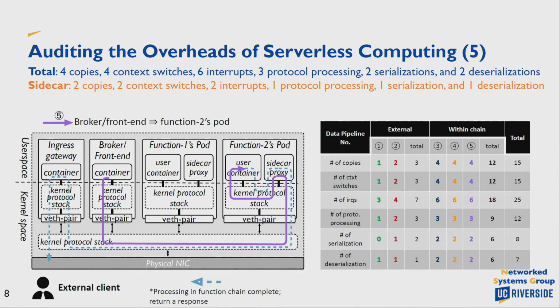And in the last step, a new request is registered at the front end and sent to the next function in the chain. And what you can see is the overhead keeps adding up.